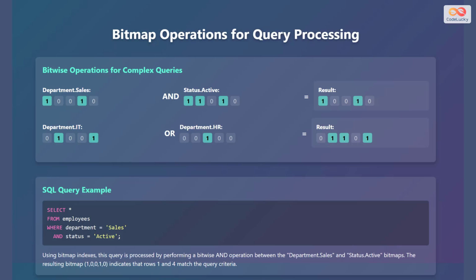The other example is department IT or department HR. The resulting bitmap 0, 1, 1, 0, 1 indicates that rows 2, 3, and 5 match the query criteria. Complex queries can be efficiently processed by combining bitmaps using bitwise operations.